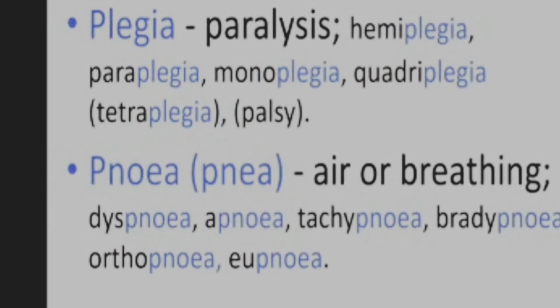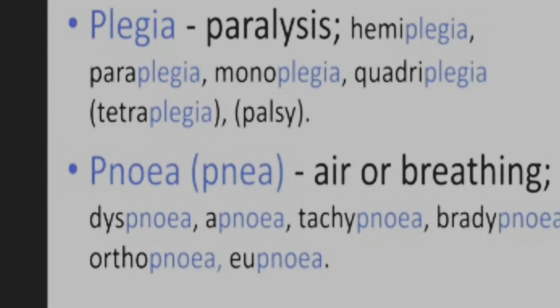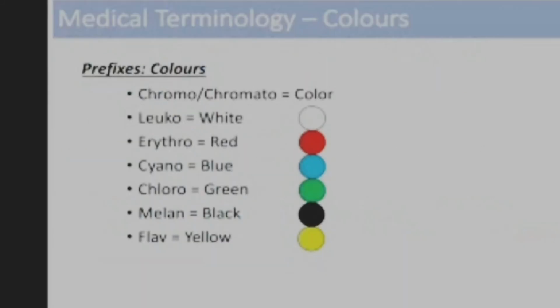So tachy is really fast. Brady is slow. So bradypnea means slow breathing. Tachypnea is fast breathing. Orthopnea is something to do with your bones, and apnea.